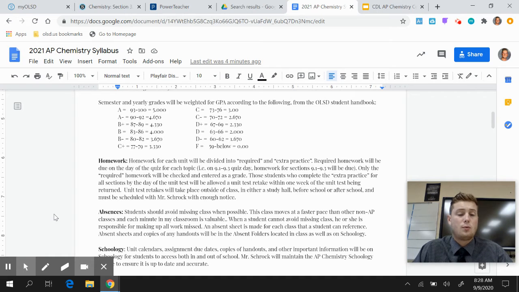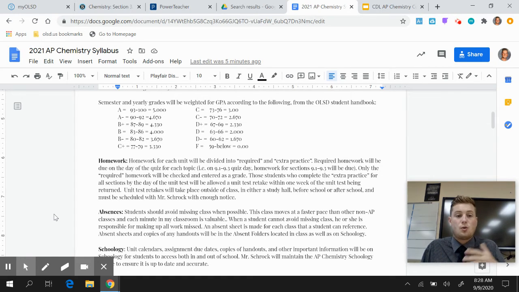If they want to do some extra practice or go the extra mile, then there's the extra practice. If they finish all of the extra practice, they are allowed to take a unit retake for their test. Those will take place outside of the class, either in a study hall or before or after school, but those have to be scheduled with me with enough notice. And there's a whole structure that's set in place.